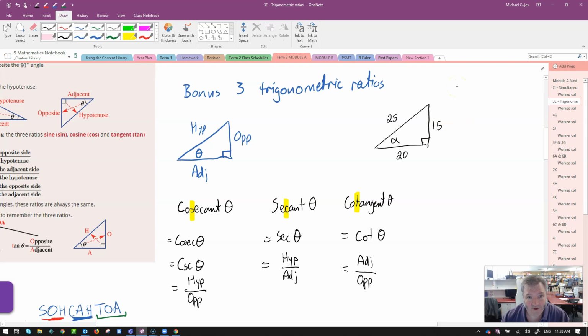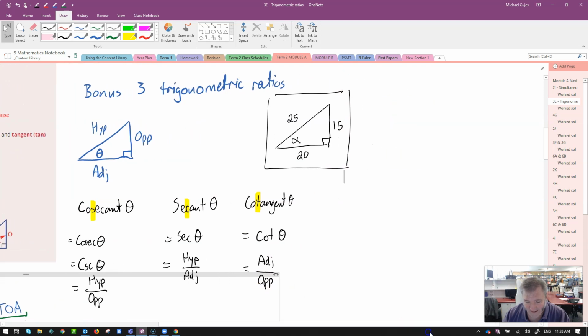I'm going to pause, or you're going to pause the video and see if you can do it. Then come back and see if you get all 6 trig ratios right for this triangle right here. Best of luck. See you in a second. All right, so you've had a go. Let's see how you went.